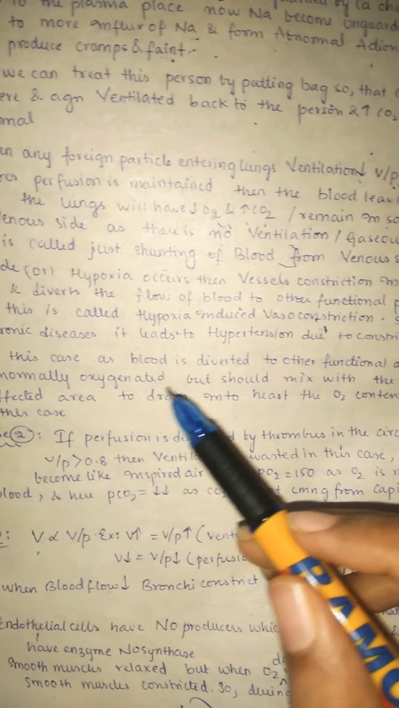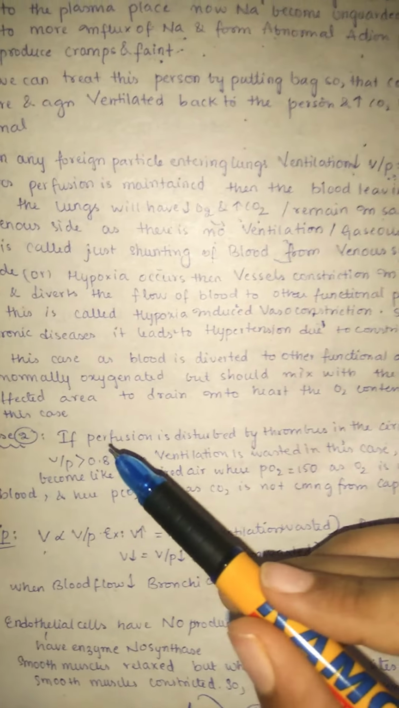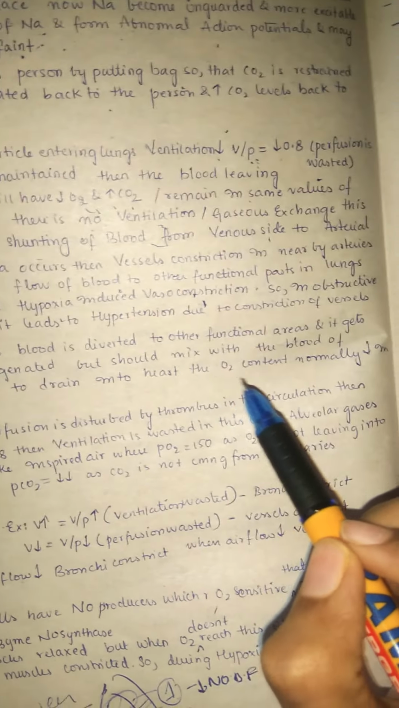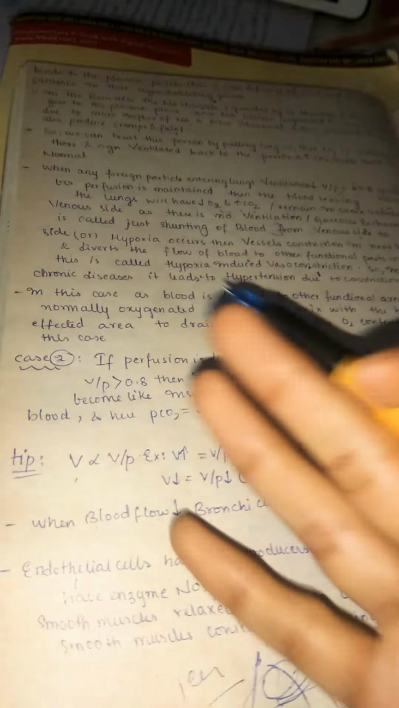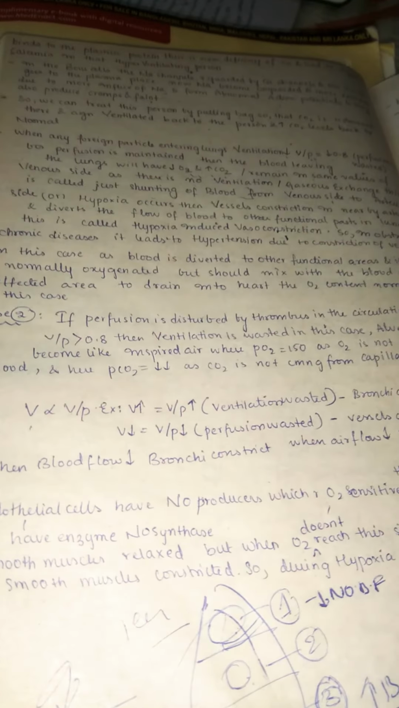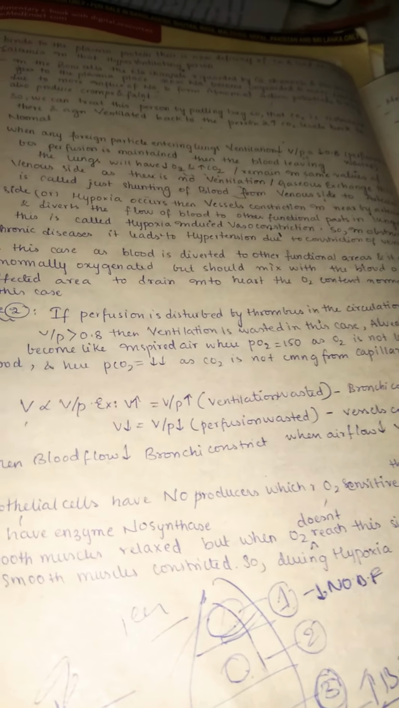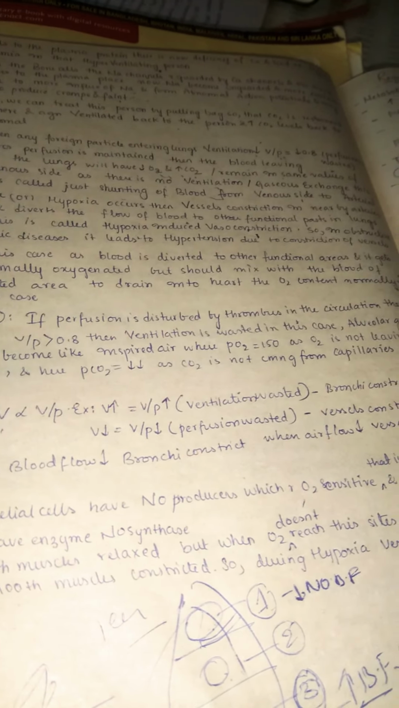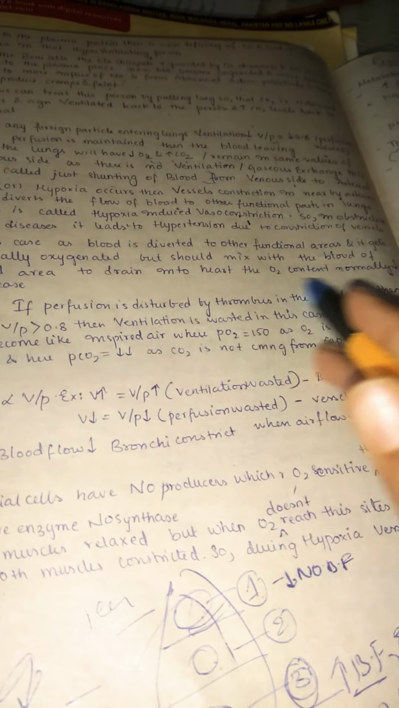In this case, blood is diverted to other functional areas and gets normally oxygenated, but it must mix with the blood of the affected area to drain into the heart, so the oxygen content normally decreases. Even though the blood is diverted to other parts, finally it has to pass through that constricted artery to go to the heart side, so the oxygen content may be decreased even though it is diverted.